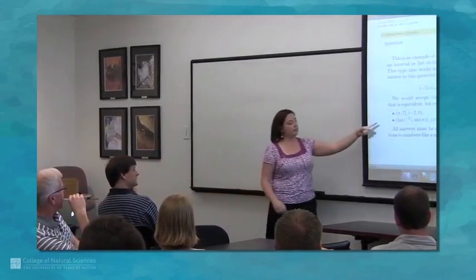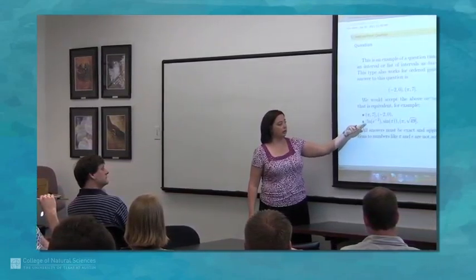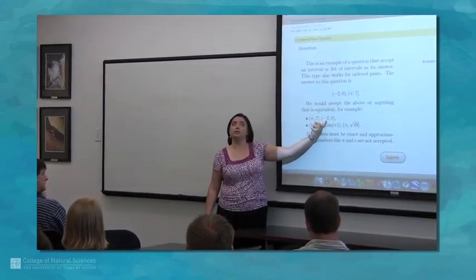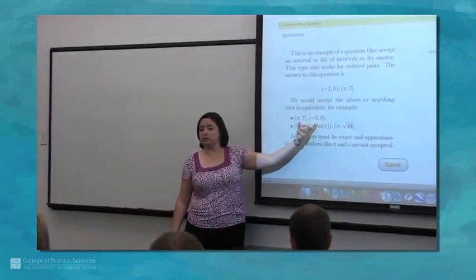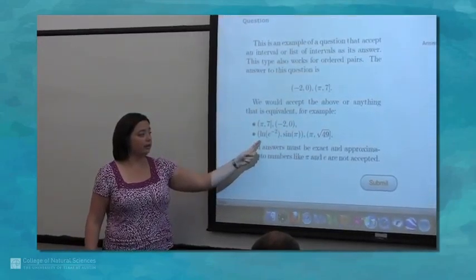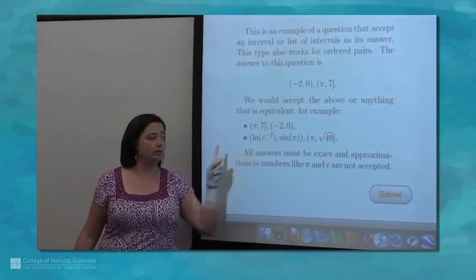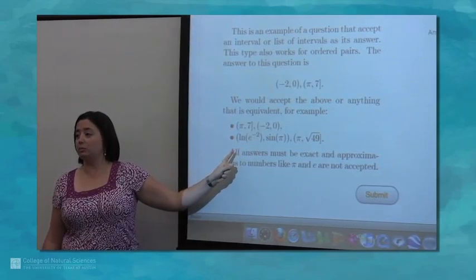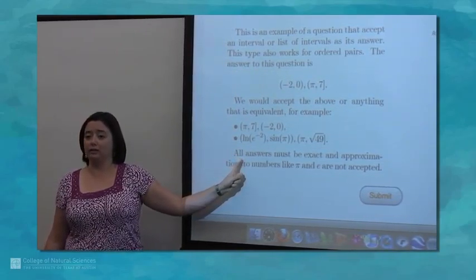And again, we can accept things that are algebraically equivalent. So here, what would you call this? The order of the intervals that you submit doesn't matter. However, the order inside, of course, does. So we account for that. The other thing is that anything that is algebraically equivalent, not that you would want to do this, but a student could, if they wanted to, submit this as their answer, and that would be okay.